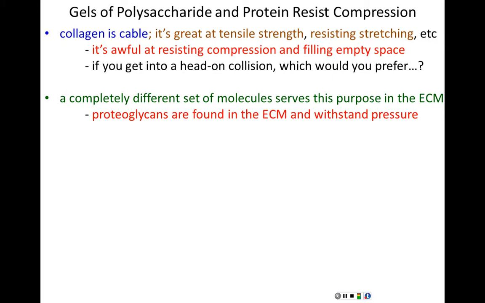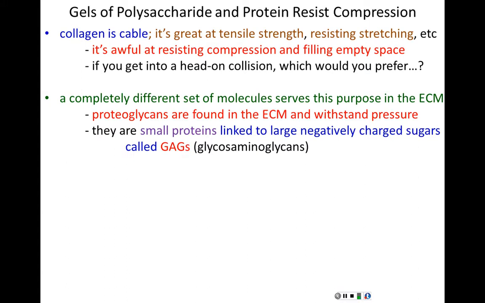Proteoglycans are found in the ECM and they withstand pressure forces. Proteoglycans are very small proteins linked to very large, usually negatively charged, sugars. We'll refer to them as GAGs, glycosaminoglycans.